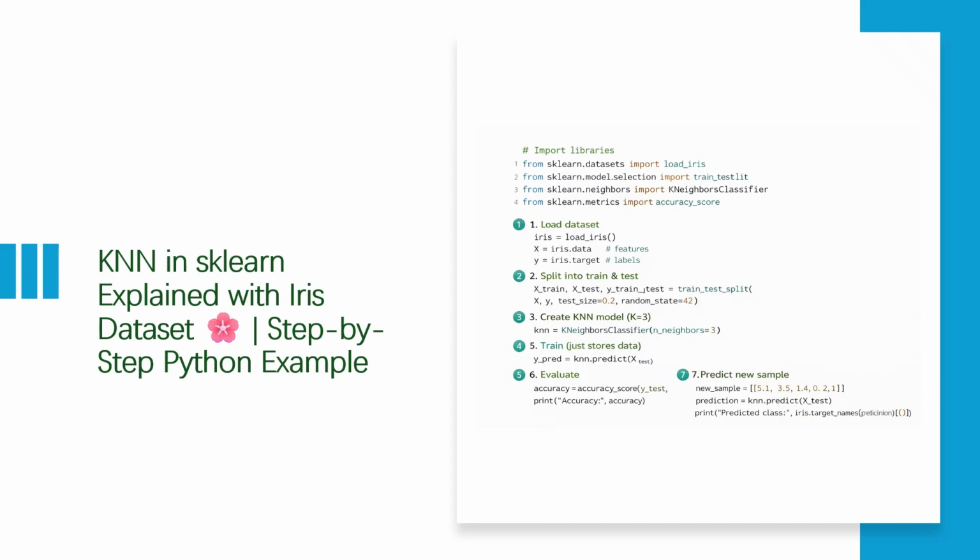In this video, we walk through a complete machine learning pipeline using the famous Iris dataset. Load data, split into train and test, build a KNN model, K equals 3, make predictions, evaluate accuracy, and predict a new flower. Perfect for beginners in machine learning, data science, and Python.